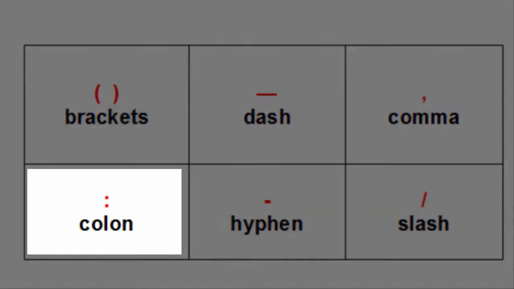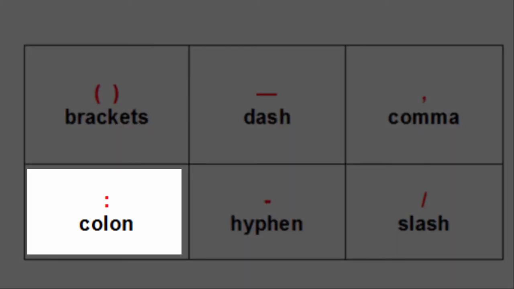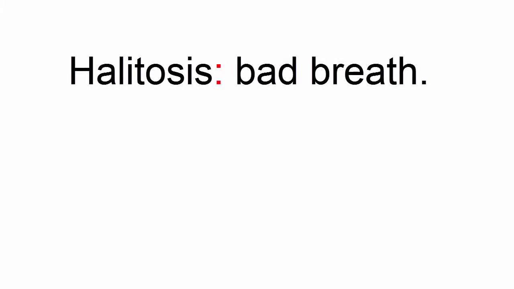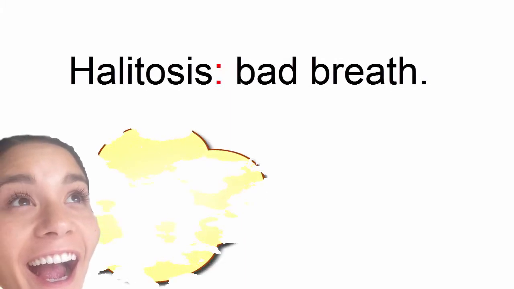Another punctuation definition signal is the colon. Writers use colons to signal that either a definition or a list is to follow. Here, the colon is present to indicate that the definition of halitosis is bad breath.